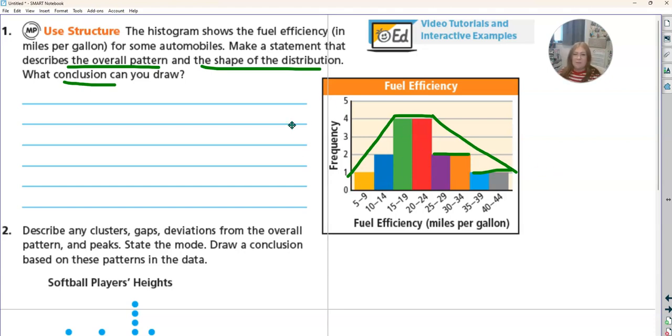So we're just describing the pattern. We notice it goes up and then down. And then we need to go ahead and make a conclusion. I noticed that most of the cars can go about 15 to 24 miles per gallon.